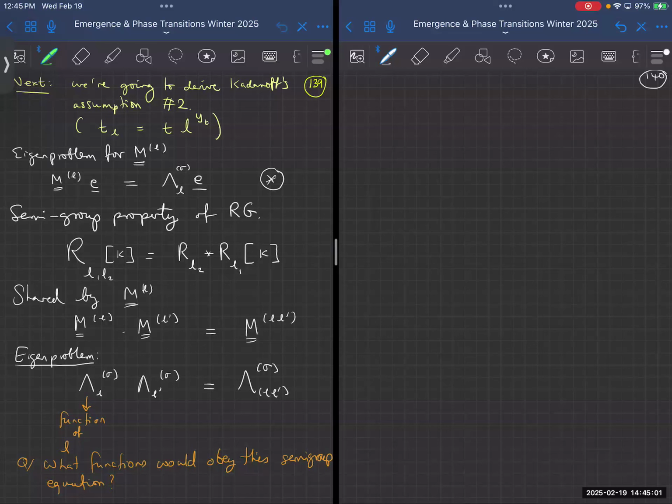And you might say, well, there's probably lots of them. But in fact, there's only one. And now we're going to see that. So the answer to the question is that lambda L of sigma is equal to L to the power of some number, which I'm going to call y sub sigma. And that, of course, is the root of the Kadanoff assumption number 2. So that's the answer. So how did I get that?